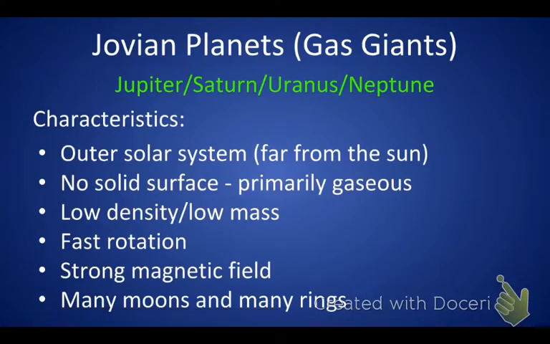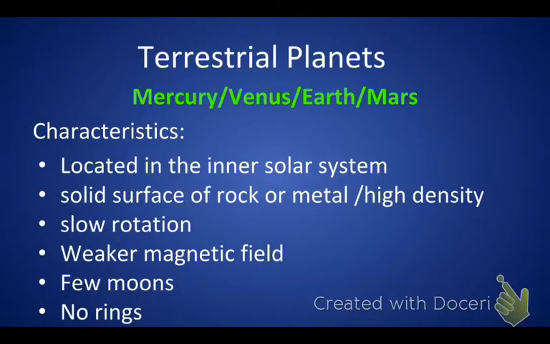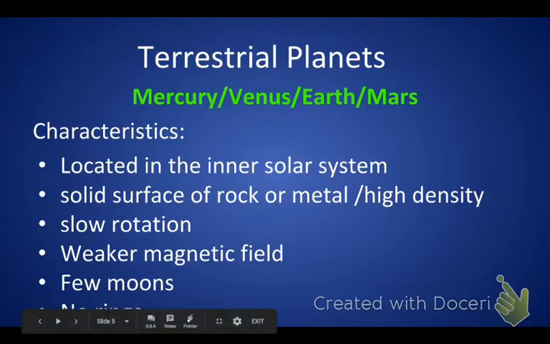Those characteristics are that they are located in the inner solar system, the first 4 planets. They have a solid surface of rock or metal, meaning they have a high density. And we talked about that in our lab the other day, that those gases were burned off. They rotate slowly. They all have a weak magnetic field. There are few moons.